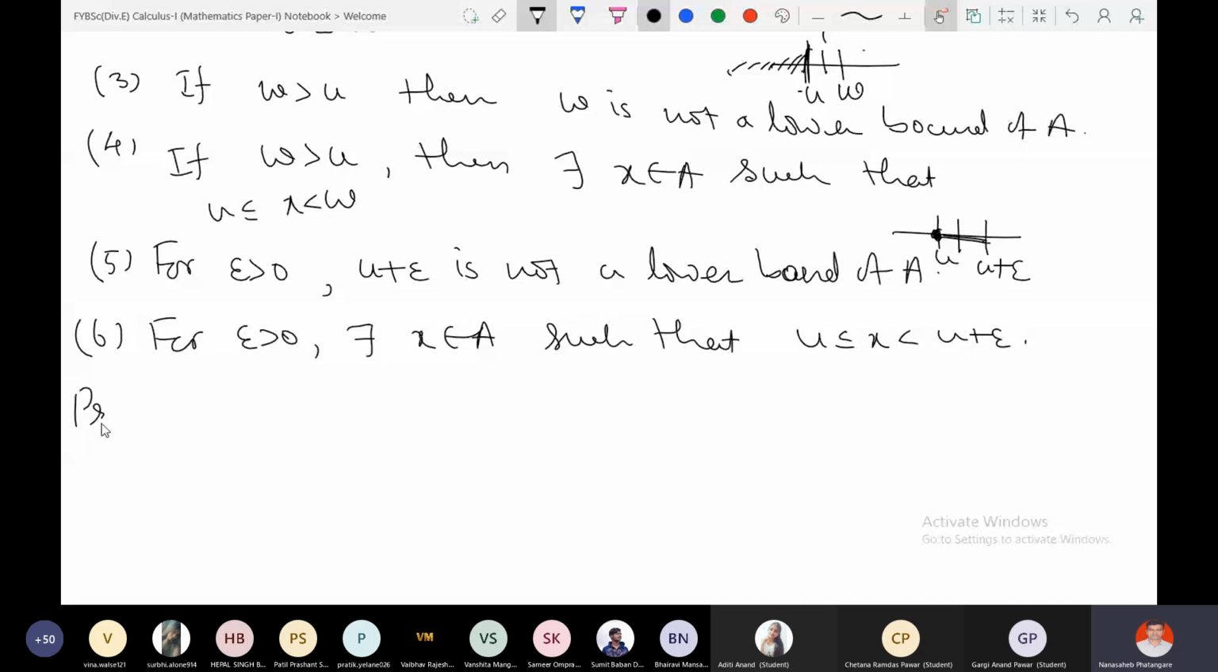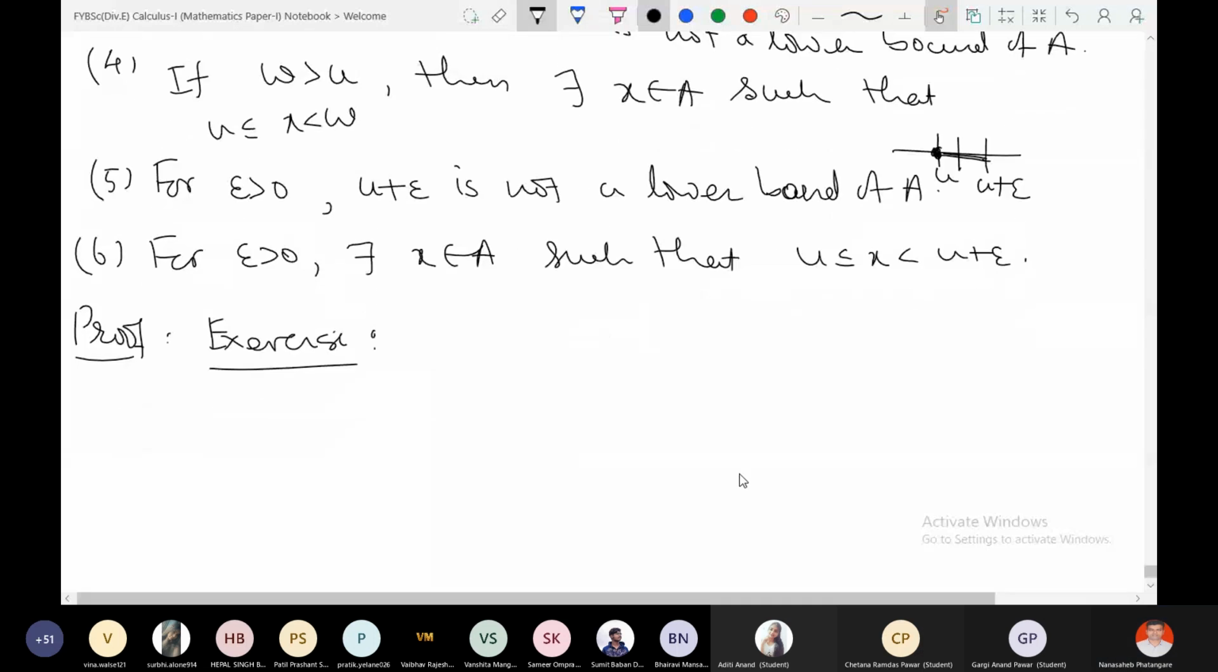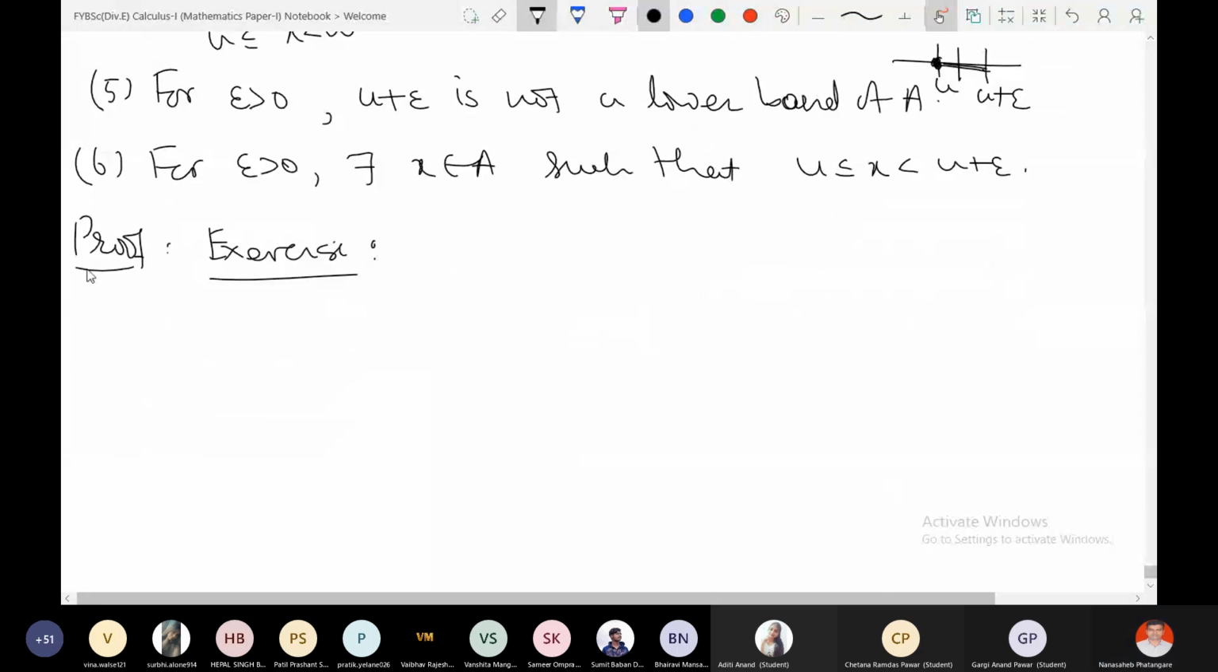Now I will leave this proof for exercise, because you have to just sit down and think about the definition and try to write down the proof. Then this will help you to understand the supremum and infimum in detail.